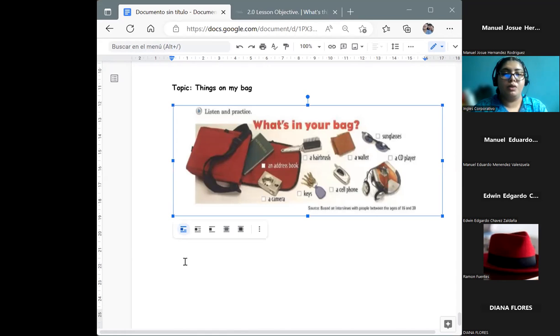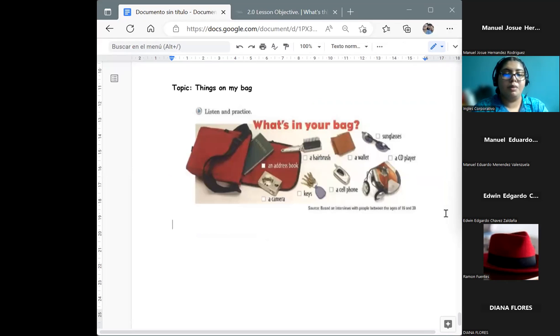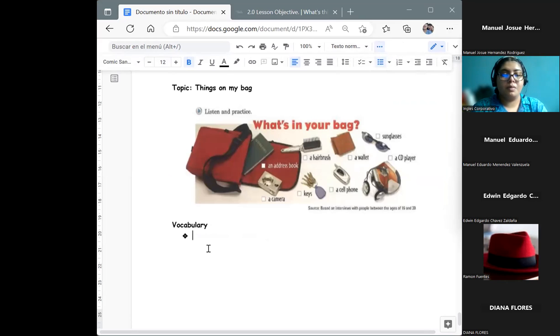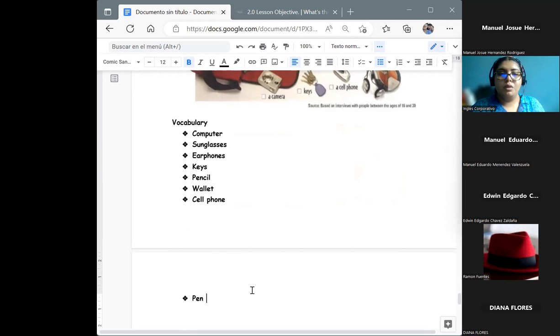In the first place, we are going to write here. But give me a second. Here, vocabulary. And we have a computer. Then sunglasses, earphones, keys, pencil. Then we have wallet. Cell phone. Pen. A water bottle.